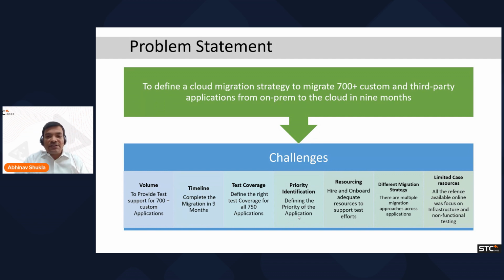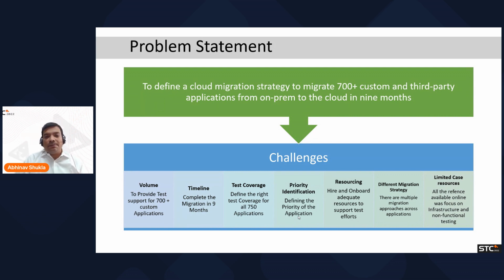Next is the test coverage. General Mills is a very old organization, just to give you more perspective, around 160 years old. So we have many applications that were defined and developed many years and decades ago, when we didn't have proper QA practices and services. So we are not even sure what kind of test coverage or depth is required to test all those 750 applications.